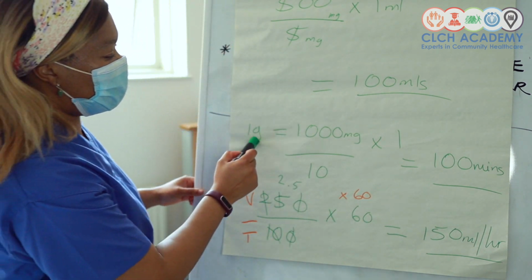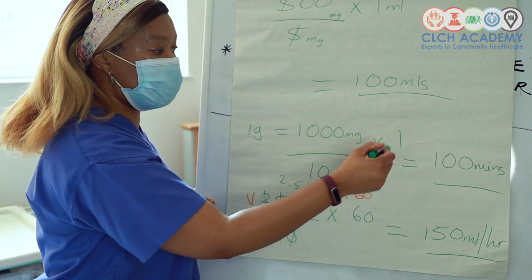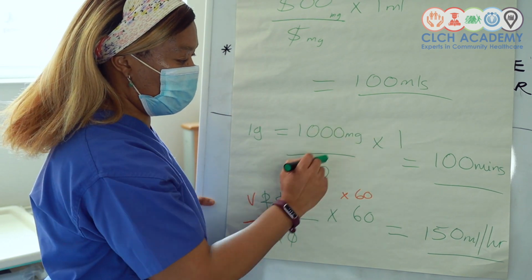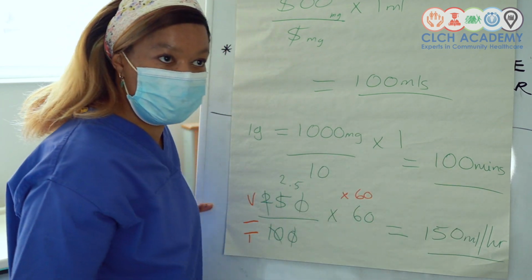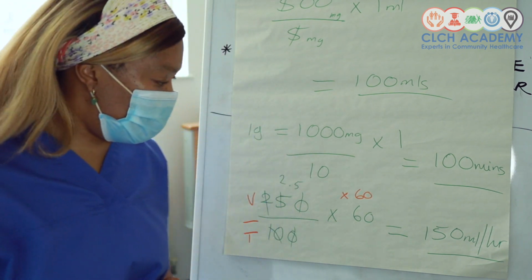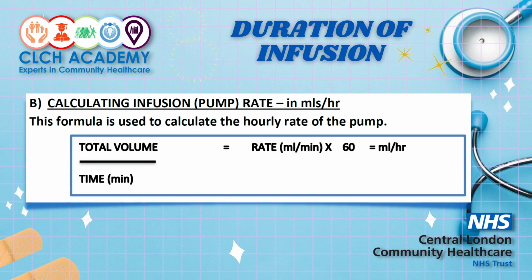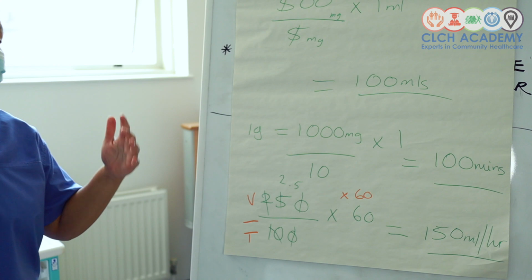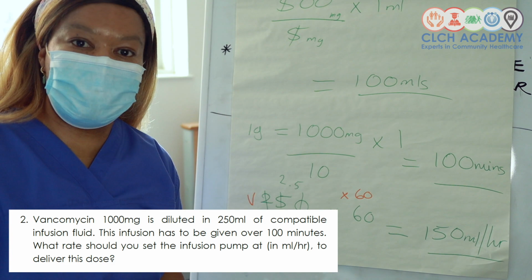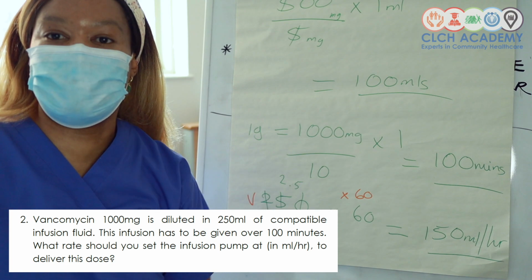So you've got a gram of vancomycin, which translates to 1,000 milligrams, going at 10 milligrams per minute. Typically what you would do is cross off your zeros and end up with 100 minutes as the amount of time it would take to give a gram of vancomycin. Now this gram of vancomycin has been added to a compatible infusion fluid, 250 mils, and made to run over the 100 minutes that we've calculated.